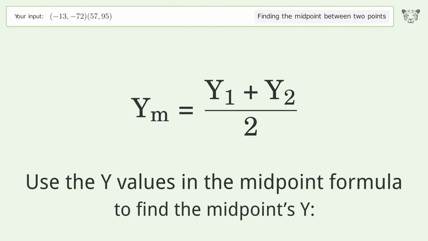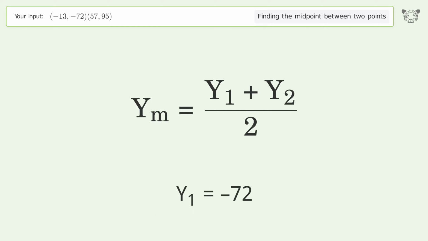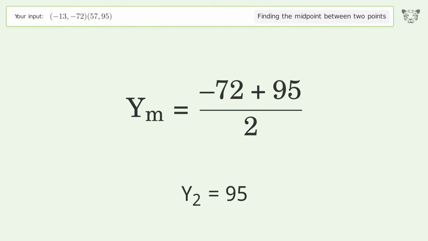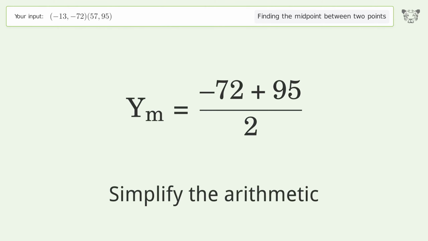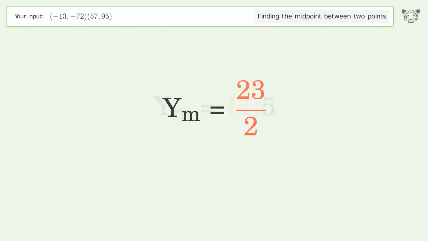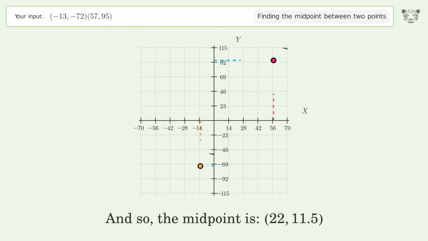Use the y values in the midpoint formula to find the midpoint's y. y1 equals -72. y2 equals 95. Simplify the arithmetic. And so, the midpoint is 22, 11.5.